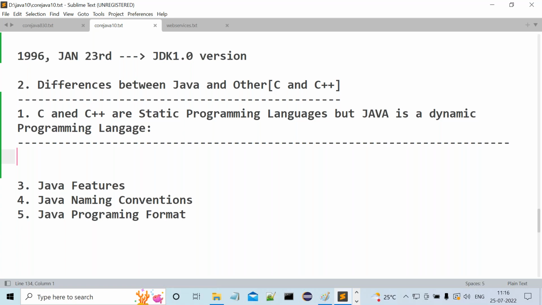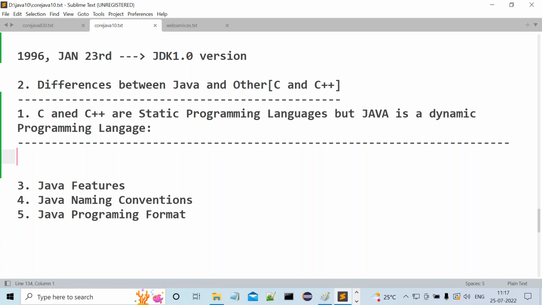Okay, fine. Let's come to the static programming language point of view. Before understanding C, C++, Java, forget about C, C++, Java, we have the statements static programming language and dynamic programming language. What is a static programming language and what is a dynamic programming language? I want to know. Listen carefully, guys.